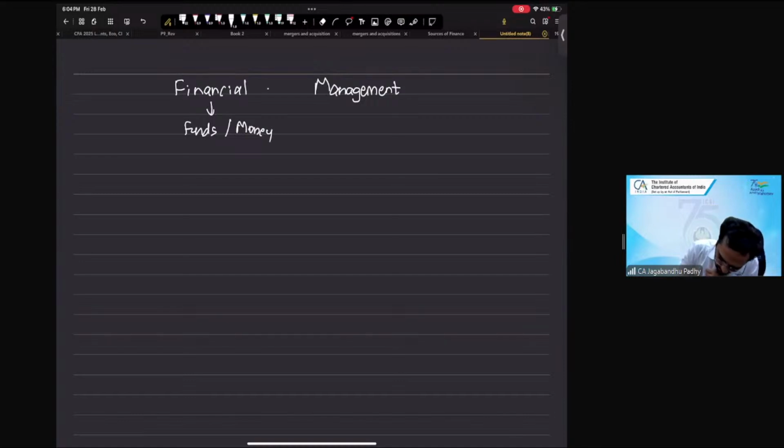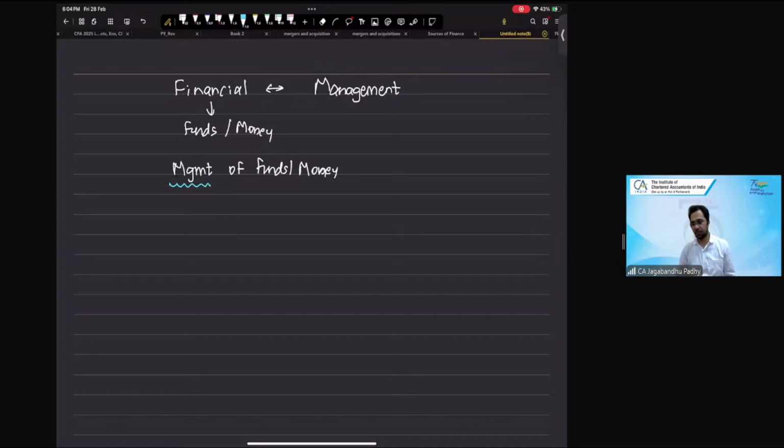And when I say financial management, that simply means, can I say, management of funds or money? So it's going to be simply management of funds or money, right? So we know funds, we know money, we know what finance is, what all funds are employed in a business. But then let me just focus on this particular word management, right?